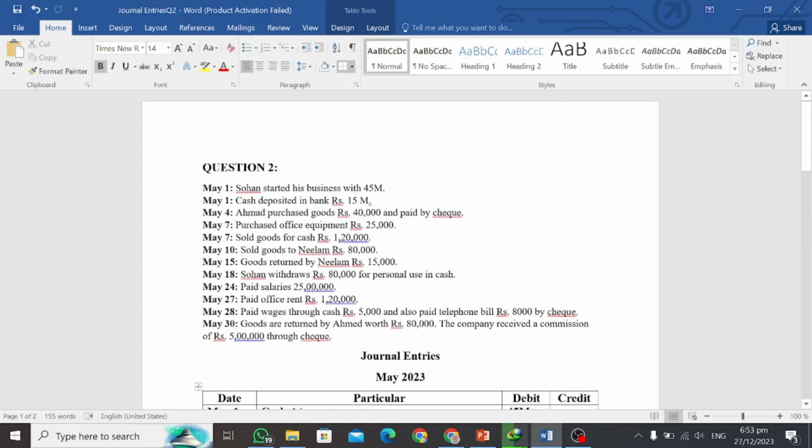May 4, Ahmed purchased goods rupees 40,000 and paid by check. Now we have a purchase account, and here we are not paying cash. We are paying cash with the help of check or through check. So we have bank account and purchase account. When we pay by check, the money in the bank account decreases. It means the value of the bank account is decreasing. So it will be credited, while the number of goods are increasing. So its value is being increased. It means the purchase account will be debited.